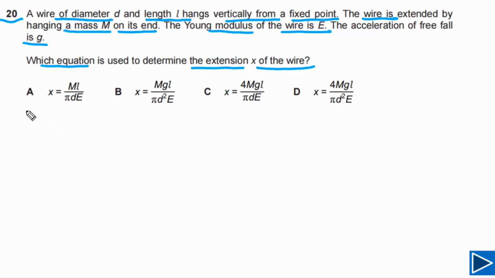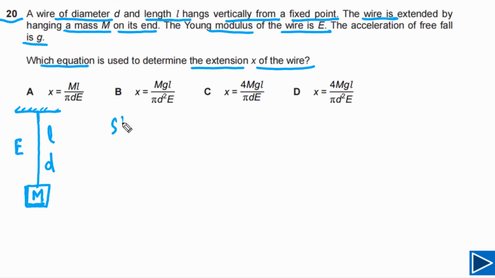So we will start by sketching, so you can get a clear picture of this question. Imagine that this is a fixed point and the wire is hanging from this fixed point, and there is a mass attached at the end of this wire, and the mass is capital M. The length of this wire is given, that is L. Young's modulus of this wire is given, that is capital E. Diameter of the wire is given, that is small d.